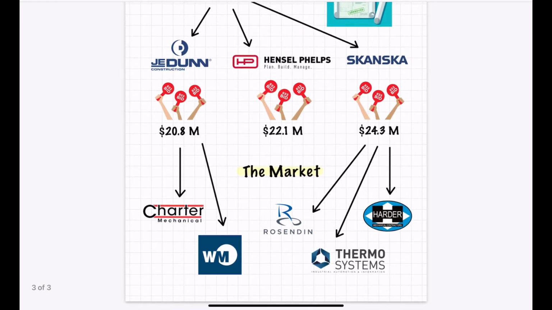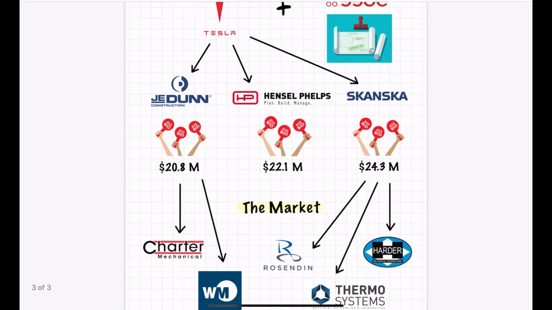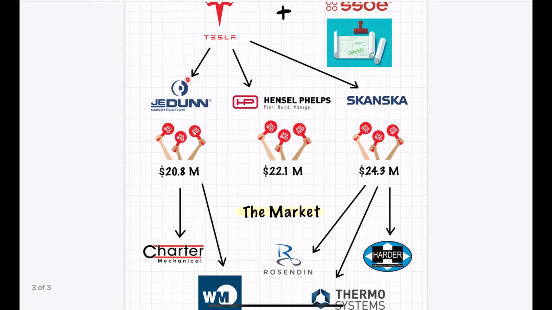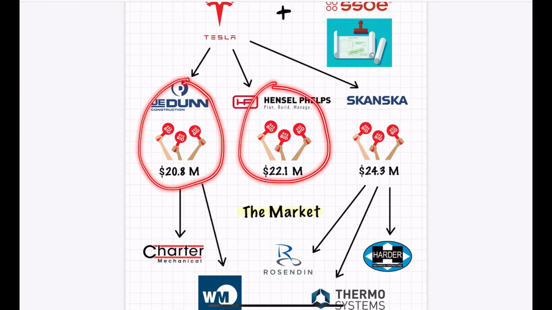They're going to go out to what they call the market. The market is basically a term for all the trades, all the trade partners that would build the work. So J.E. Dunn, for example, let's say they go to Charter and WME. They might go to Charter and Harder and then pick the best qualified person based off those. Or they'll go just to Charter and just to WME. And all these general contractors will put together what they call bids.